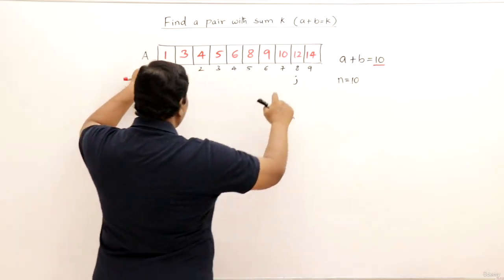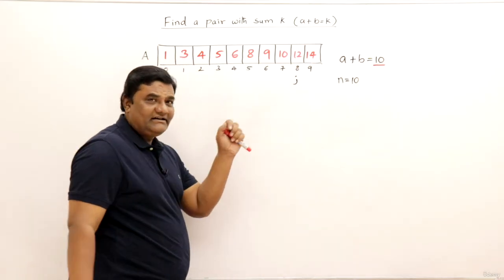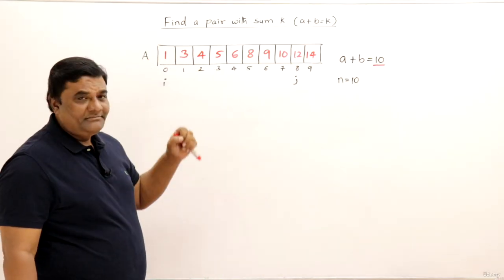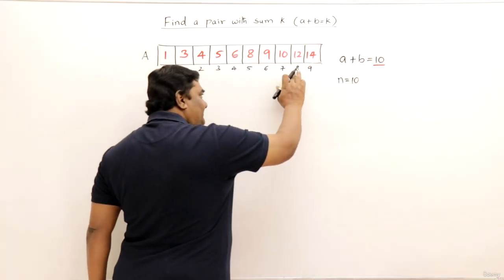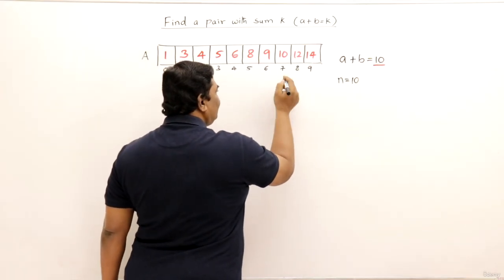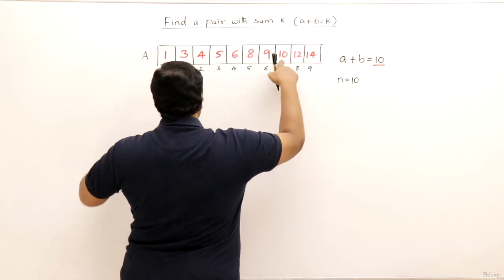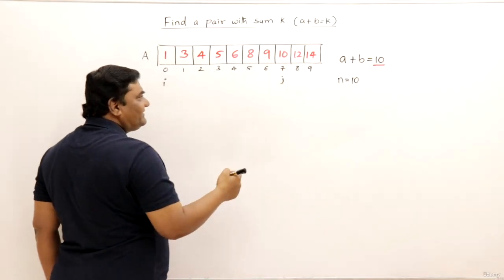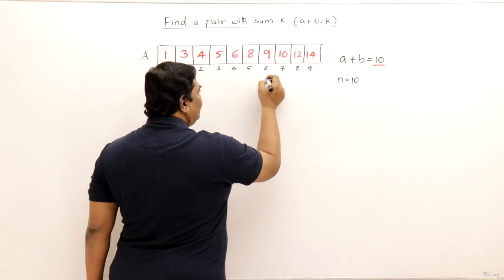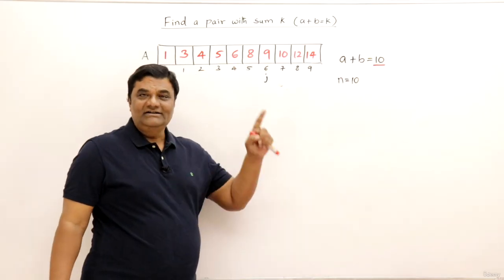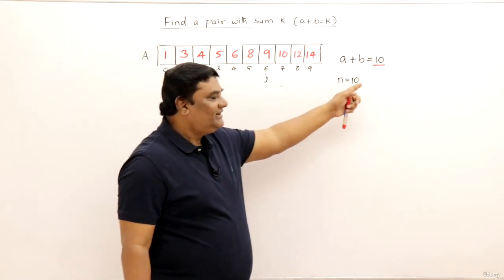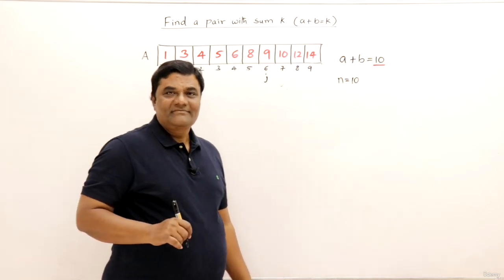Now again check: 1 plus 12 is 13. This is still greater, so because of that bigger number we are getting a result greater than 10. So let us decrement j only. Now 10 plus 1 is 11. Still it is greater than 10, so decrement j. Now 1 plus 9, yes, we got a pair. 1 and 9 together form 10. So yes, we got a pair.